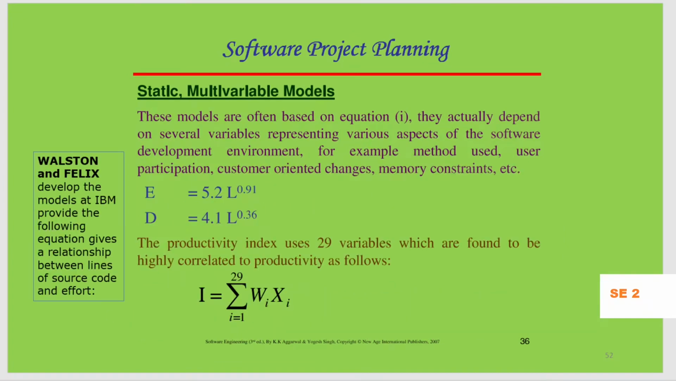Okay, so dito naman, this is for the static multivariable model. Dalawa nga yung model natin. Yung isa is the static single variable. Ito naman, static multivariable model, given by, galing kay Walston and Felix. So, E here is 5.2 L raised to 0.91 and D is equal to 4.1 L raised to 0.36. The productivity index uses 29 variables which are found to be highly correlated.